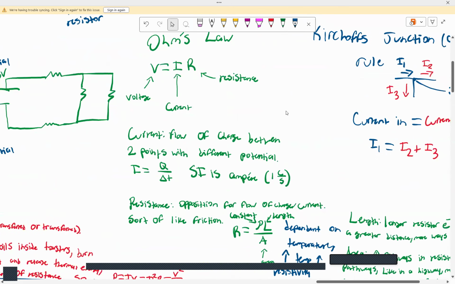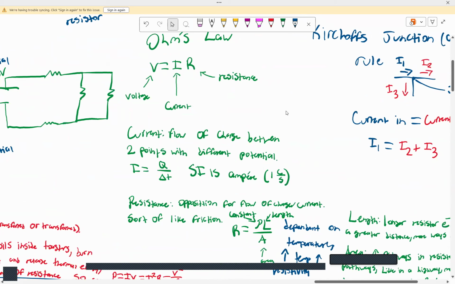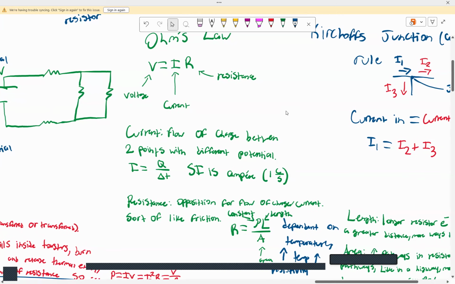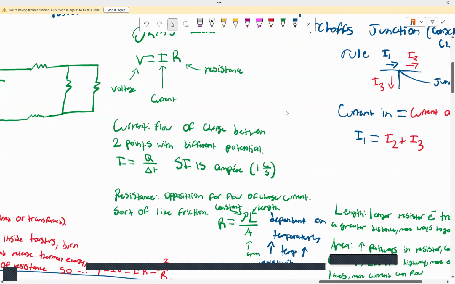So current I is the flow of charge between 2 points with different potentials. So I is equal to Q over delta T, which makes sense because you're looking at the flow of charge over a period of time. And the SI unit for current is an ampere, which is 1 coulomb per second, whereas resistance is the opposition to the flow of charge, or current.